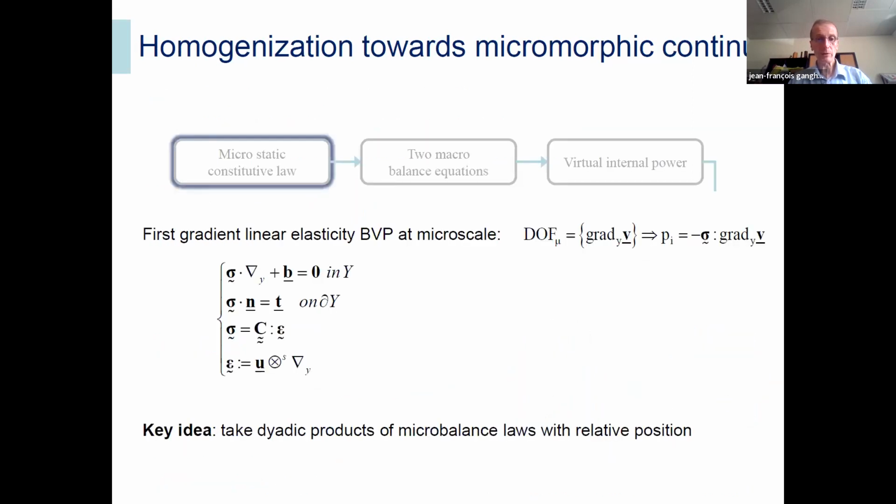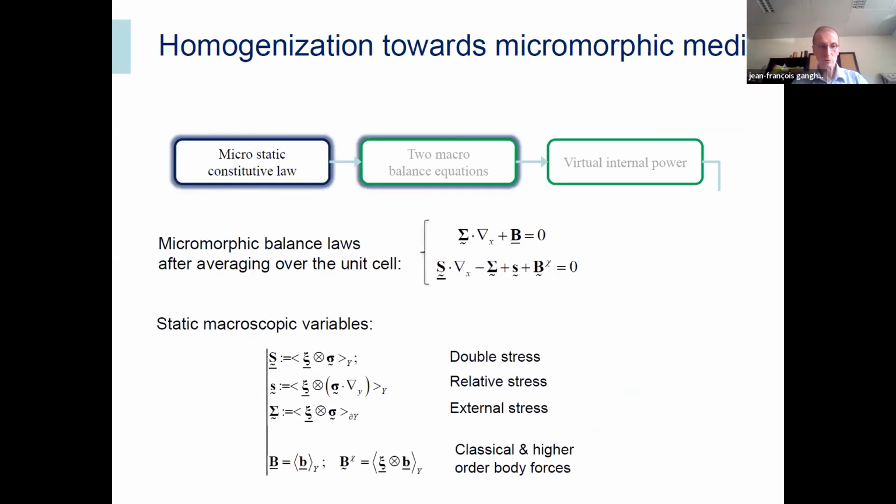So let's start by writing the microscopic boundary value problem, which is Cauchy, it obeys Cauchy elasticity. So epsilon is linearized strain, sigma is Cauchy stress, T are tractions, B body forces. So from this, we can write the internal power of forces like this. And now the key idea is to take dyadic products of these micro balance laws with a relative position, so that new degrees of freedom and new balance laws will emerge after averaging. So what we get after a few technical steps is a set of two micromorphic balance laws, which involve, so capital sigma is external stress, capital S is a double stress. You see that it is an average of the dyadic product of Cauchy stress with a relative position.